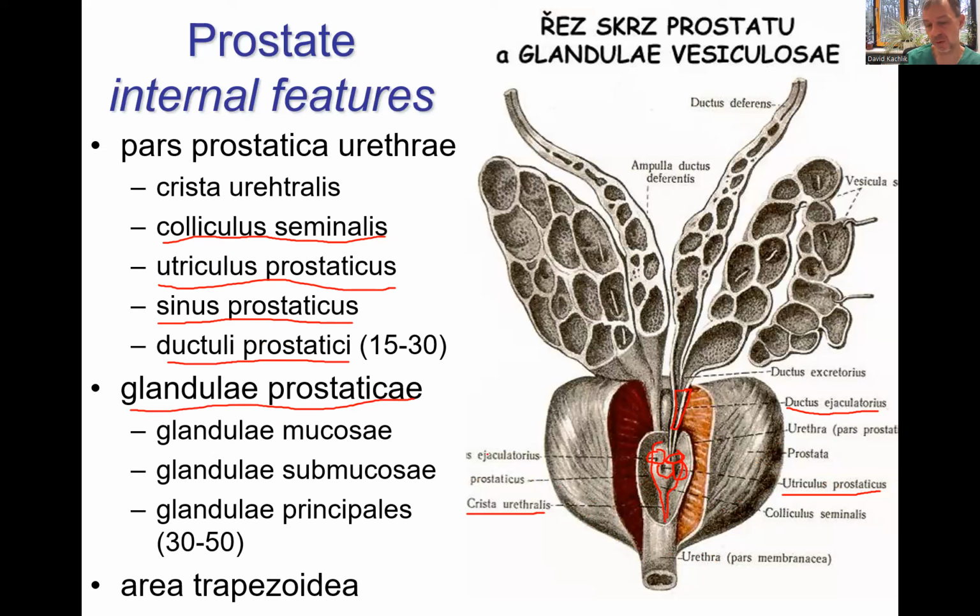We have three types of glands based on their position. So we have very small and short mucous glands. Then we have deeper submucous glands, and we have principal glands. The number of the glands is higher than the number of the ductuli because their ductuli merge. So that's the internal morphology.